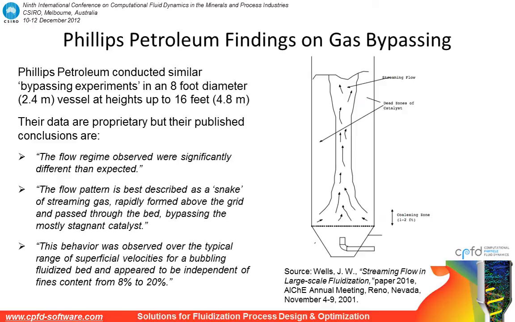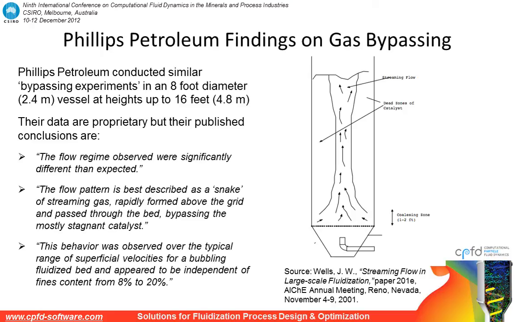Phillips Petroleum did a study back in 2001 also. They conducted similar bypassing experiments, in their case in an 8-foot diameter vessel with bed heights up to 16 feet. Their data are proprietary, but they did publish some conclusions, including that the flow regimes observed were significantly different than expected. The flow pattern was a snake, which we are now calling a streamer or gas streamer, which rapidly formed above the grid and passed through the bed.